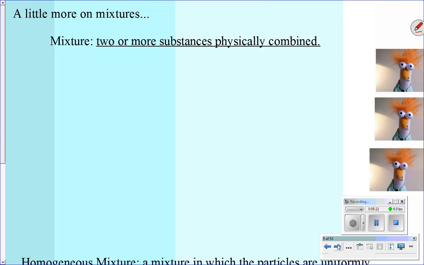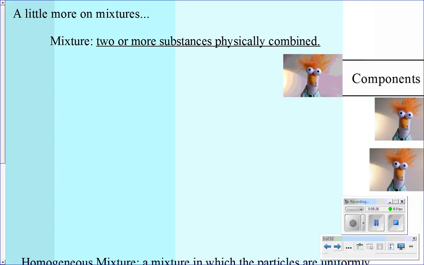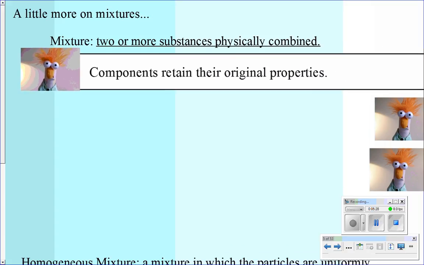A little bit more on mixtures. Again, a mixture is two or more substances physically combined. The components in a mixture retain their original properties. So if you actually taste plain old salt and plain old water versus tasting salt water, you're going to notice they taste pretty much the same. The properties of those original components don't change the way they do when you combine things chemically in a compound.